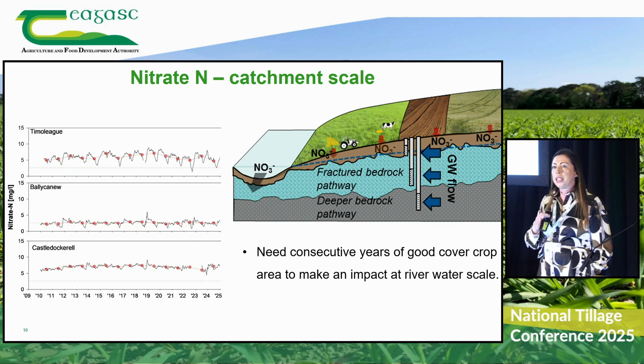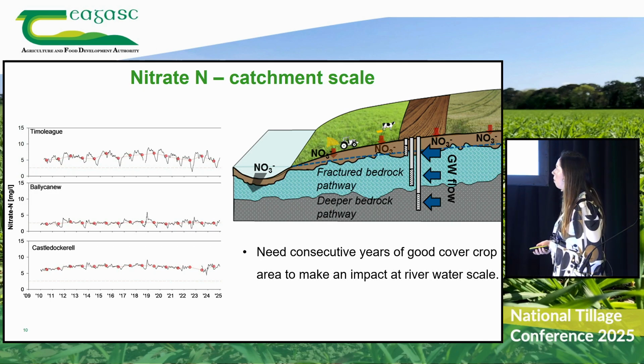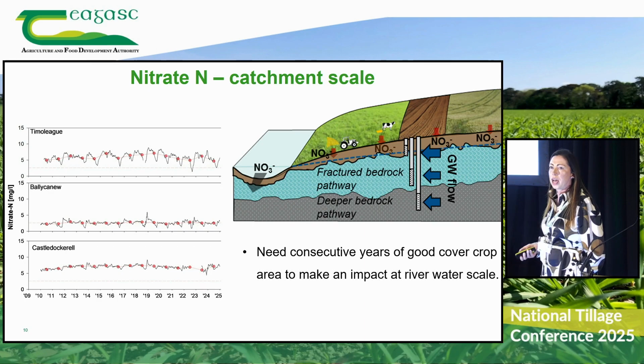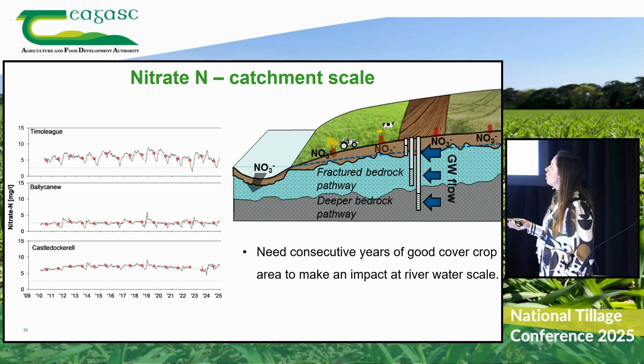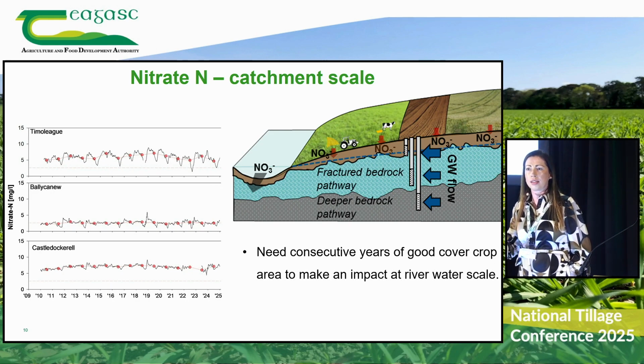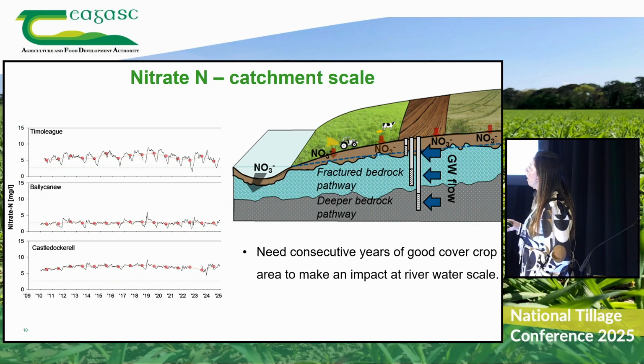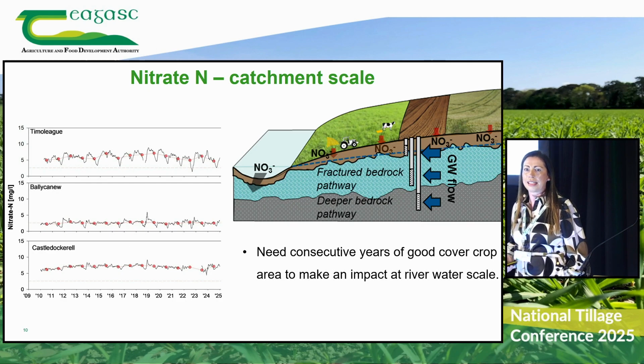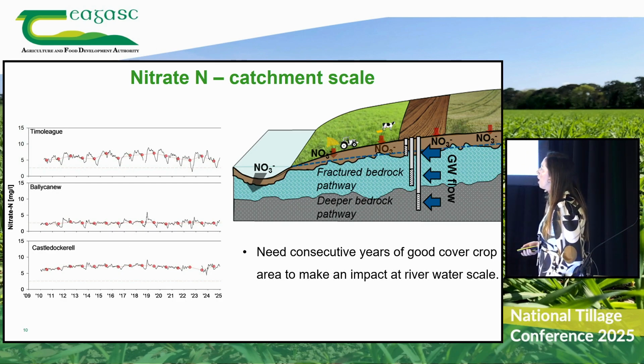But I suppose we need to sustain the cover crop area sown over a number of years in order to have an impact at the catchment scale. So what I'm showing you here is the Castle-Dockrell catchment annual nitrate concentration over the years. So we've a relatively stable nitrogen concentration right throughout the year and between years in Castle-Dockrell. So there's this large pool of nitrogen essentially in the deeper aquifers that's just this constant supply of nitrogen. If we compare that to some of our grassland catchments, you can see that there's far larger peaks and troughs throughout the seasons within year in the grassland catchments.